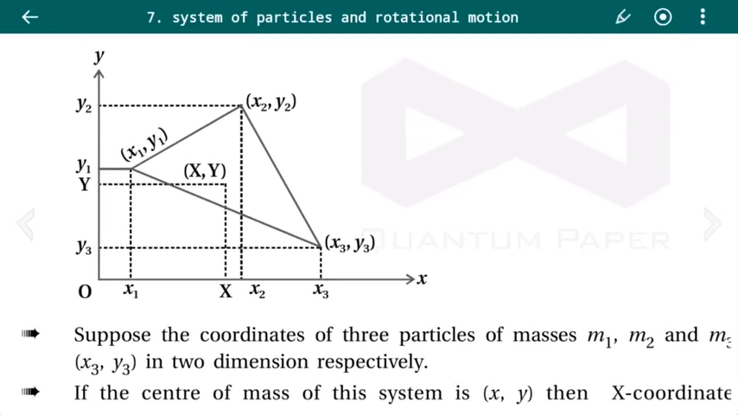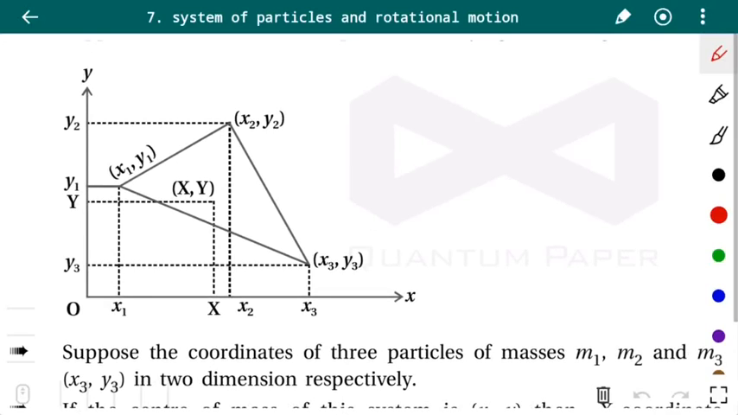In the same way for particle 2, when we take the projection on the x-axis, we get the x2 coordinate, and on the y-axis, we get the y2 coordinate. In the same way, for the third particle, we get the x3 coordinate on the x-axis and the y3 coordinate on the y-axis. So for particle 1, the position is x1, y1. For particle 2, the position is x2, y2. And for particle 3, the position is x3, y3. So for this system of three particles, we are going to find the center of mass.